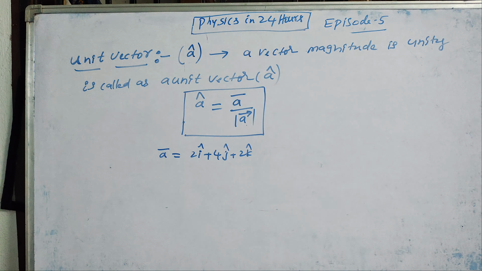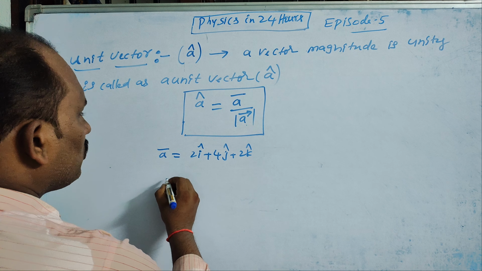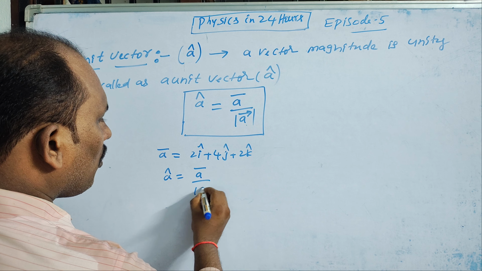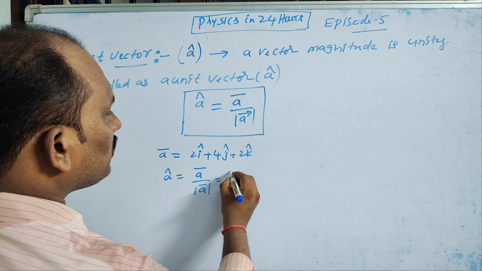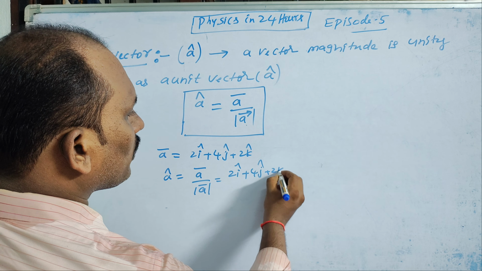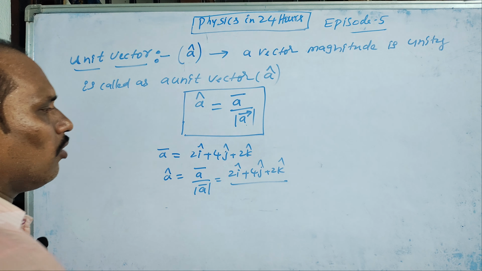So what is the unit vector? It tells the direction of this vector. So how to calculate A cap? What is the formula for this? A bar by modulus of A bar. So what is A bar? 2i cap plus 4j cap plus 2k cap by modulus of A bar.